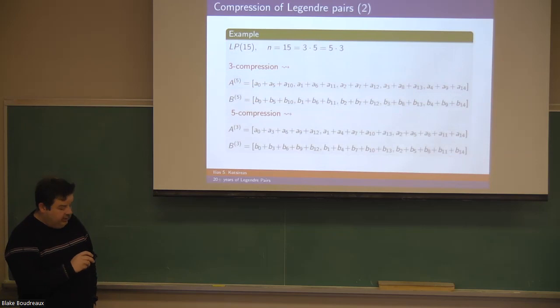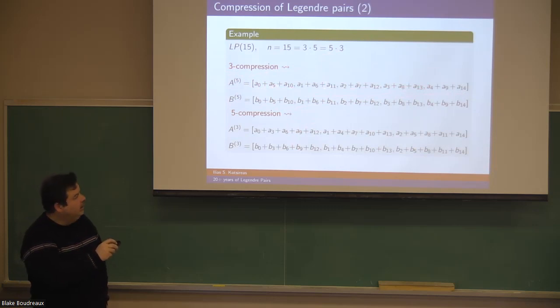And now how do we use it? Well, first here's an example for LP15. 15 is composite. We can do 3 compression and 5 compression, and these are the sequences. This is a sequence of length 5. The first element is a triplet, a sum of 3 elements. The indices differ by 5, so 0, 5, 5 plus 5, 10, and so on. You see the logic, it's a pretty simple construction. And for 5 compression, we have 3 elements in every sequence, and now it's a sum of 5 elements that differ by 3.